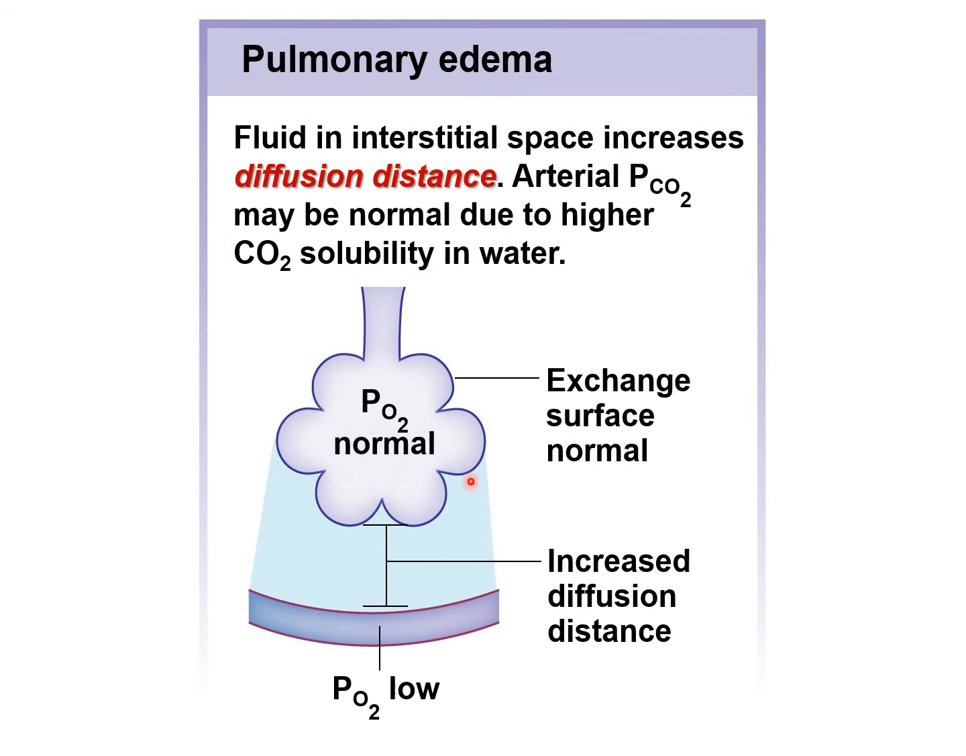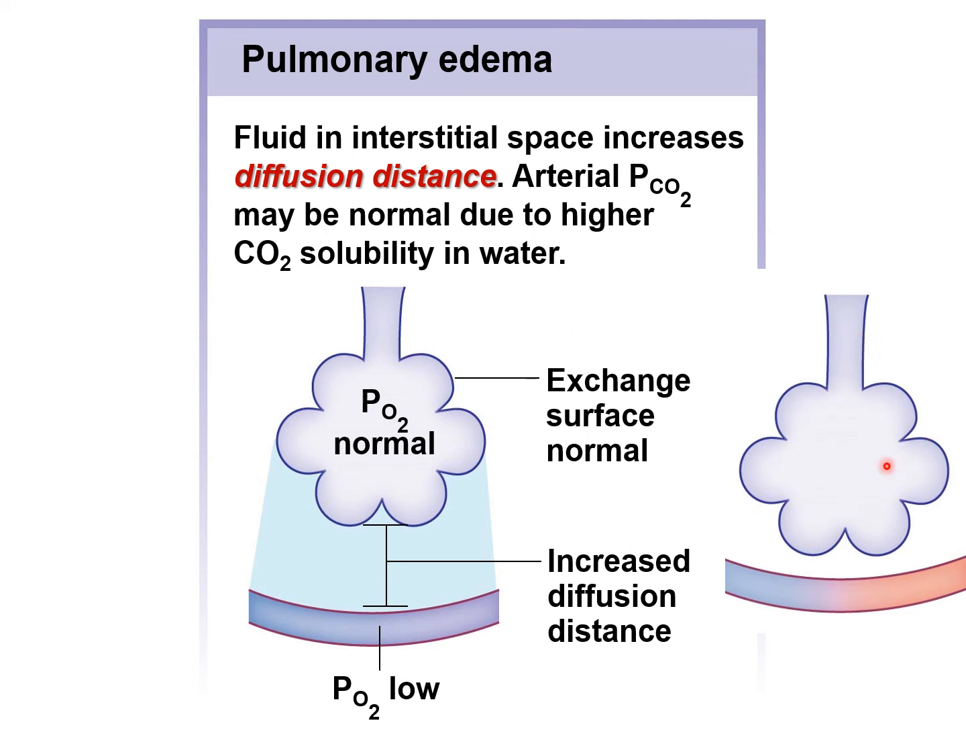Pulmonary edema can either be fluid inside the alveolus or outside the alveolus. It really doesn't matter. What we're talking about is increased diffusion distance, which then leads to decreased diffusion, specifically of oxygen. The reason is that oxygen has a lower solubility than CO2 in water. CO2 has a much higher solubility in water, so it's not nearly as affected as oxygen is. And again, here's your normal alveolus on the right. Pneumonia or pulmonary edema are both examples of this issue.